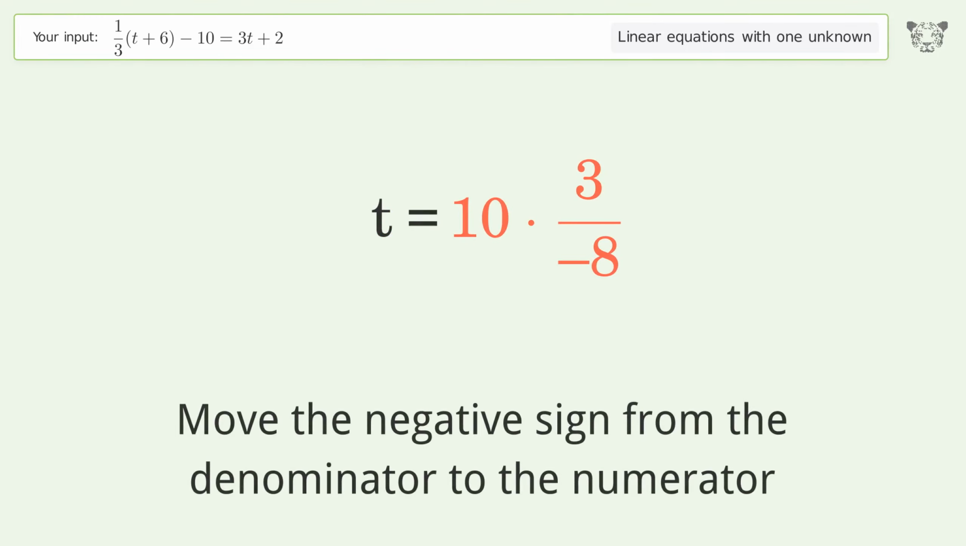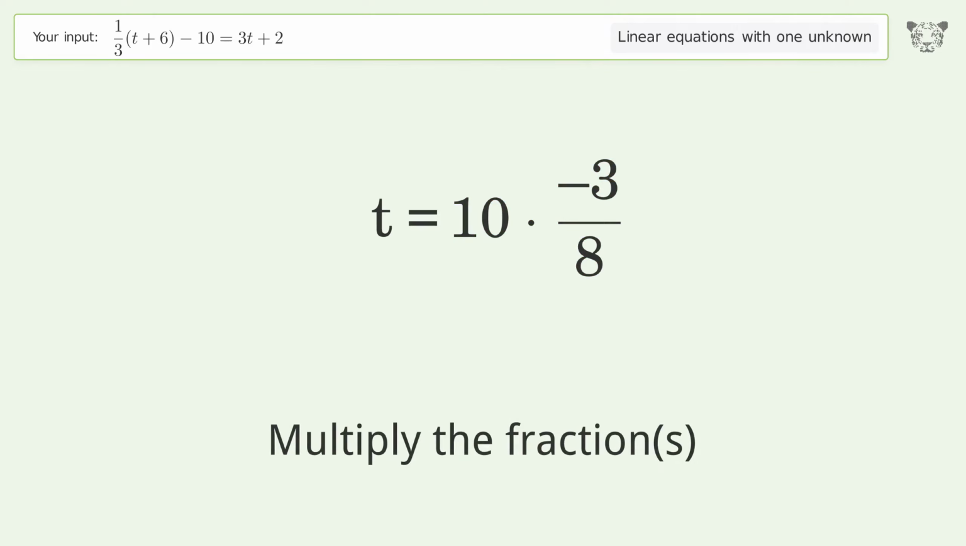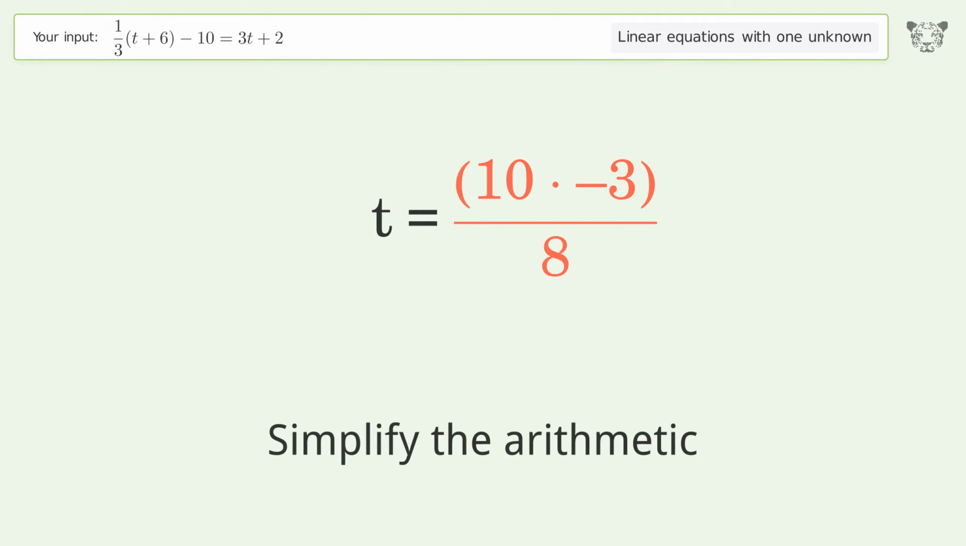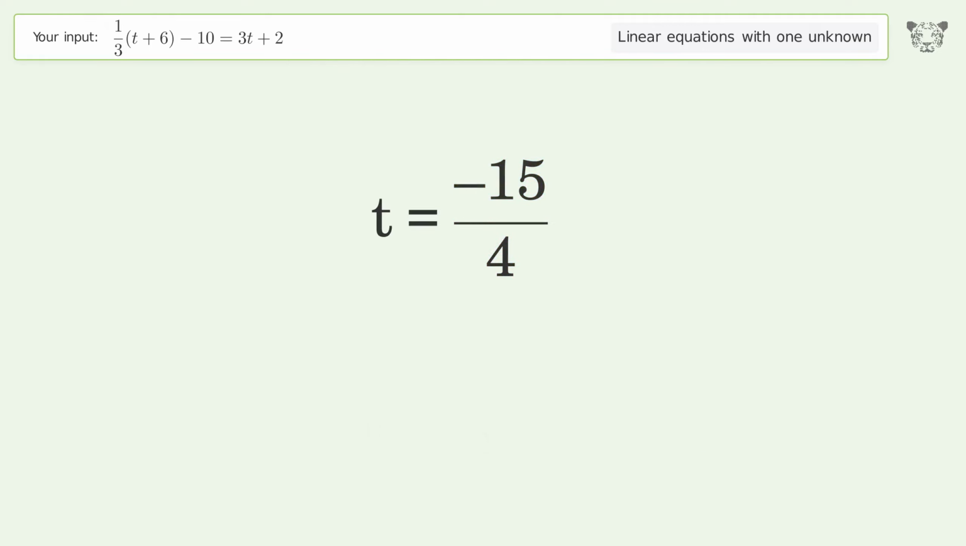Move the negative sign from the denominator to the numerator. Multiply the fractions. Simplify the arithmetic. And so the final result is t equals -15/4.